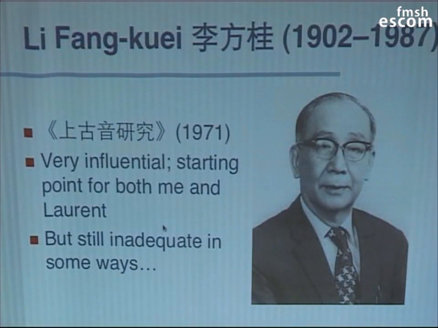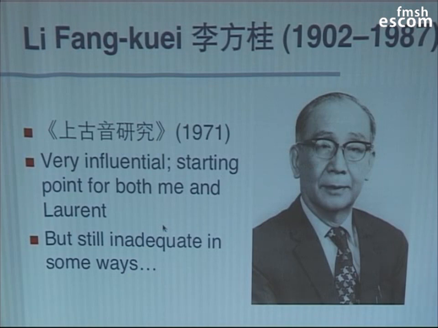And then a very important development was that Li Fanggui in 1971 published a book called Shanggu yin yanjiu, or it was a long article first and then a book. This was a great improvement over Karlgren's system. It incorporated some of the new ideas that Yakhontov and Pulleyblank had come up with, although not all of them, and in my view, not enough of them. But it was very influential, and that was, I think, the best reconstruction system, and many people still use it. It's still widely used. Laurent and I both started our research basically on Old Chinese with this system and found things that we wanted to modify about it, but this was our starting point.